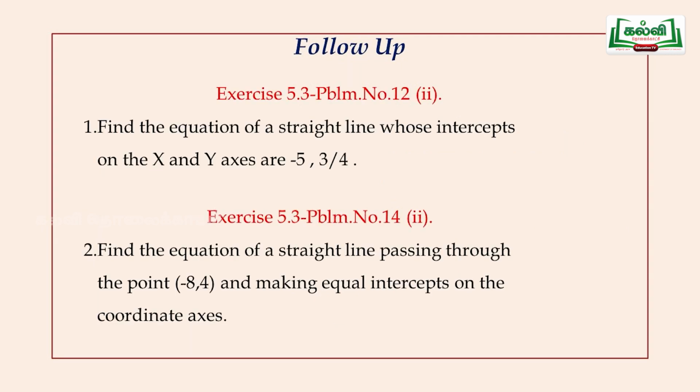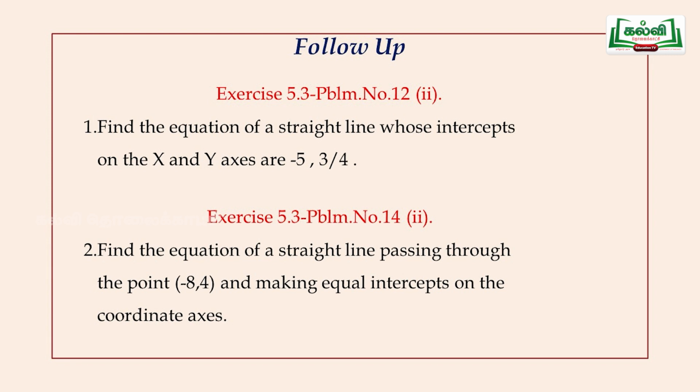The follow-up questions, 2 questions are given. They are from exercise 5.3. Similar to what you have done in the class today. So you can work out those questions and see. The first one, find the equation of the straight line whose intercepts on the x and y axis are minus 5 and 3 by 5. So direct application of the formula where a and b are given, just like the first question which you worked out today. Okay, you can substitute and find out the answer.